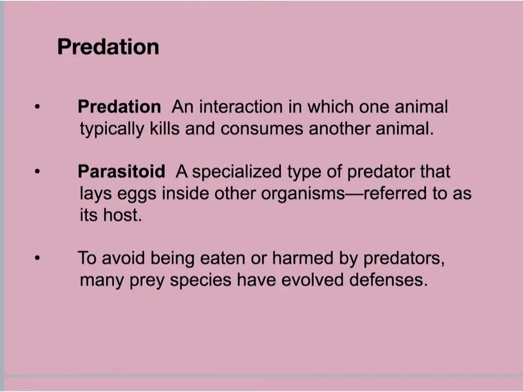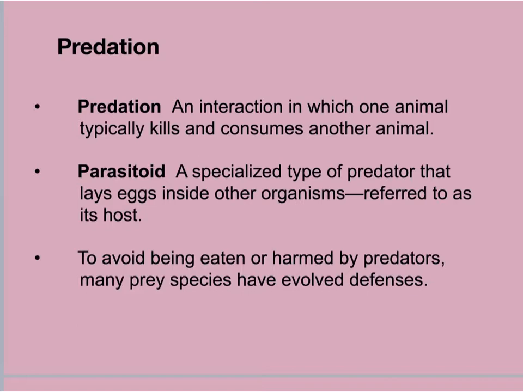One of the most dramatic species interactions occurs between predators and their prey. So predation is an interaction in which one animal typically kills and consumes the other animal. Predators include things like lions who eat gazelles, or owls who eat small rodents. Organisms of all shapes and sizes can be predators, and their effects on their prey can be widely different. One very specialized type of predation is known as parasitism.